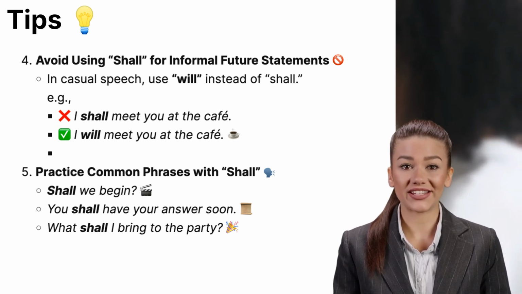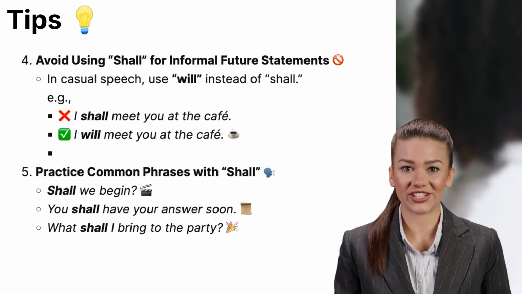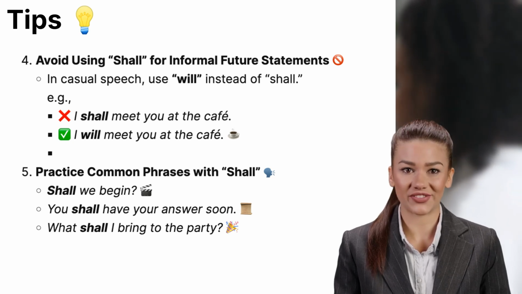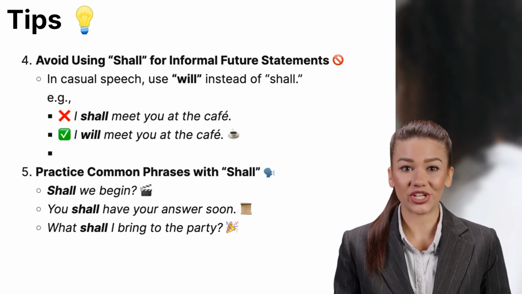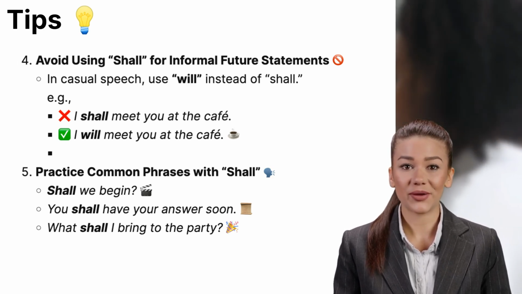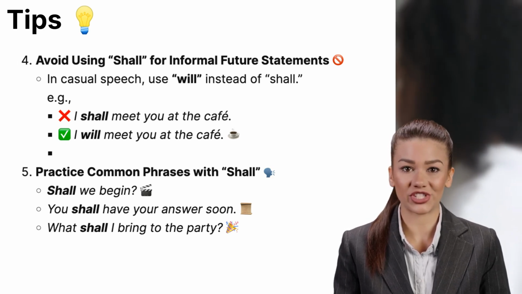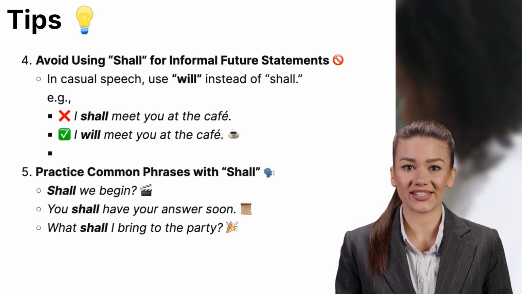4. Avoid using shall for informal future statements. In casual conversations, shall sounds too formal or outdated. Instead, use will. Example: I shall meet you at the cafe. Too formal: I will meet you at the cafe. Natural and casual. More examples: She shall call you tomorrow. She will call you tomorrow. Unless you're writing a formal document or making a speech, use will for future statements.